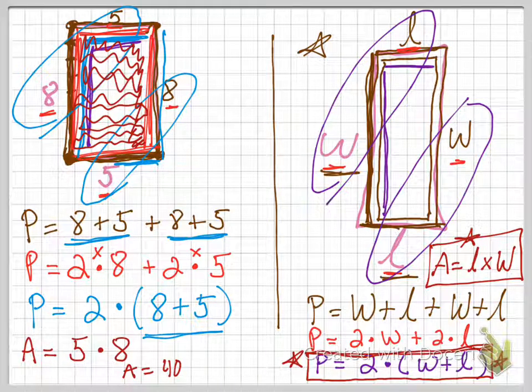Excellent. So boys and girls, we have two very important formulas that we have to remember. We have the area formula, which is A equals length times width. And then we also have the perimeter, which is P equals 2 times the length plus the width. These are the formulas that we need to remember when we're doing area and perimeter.